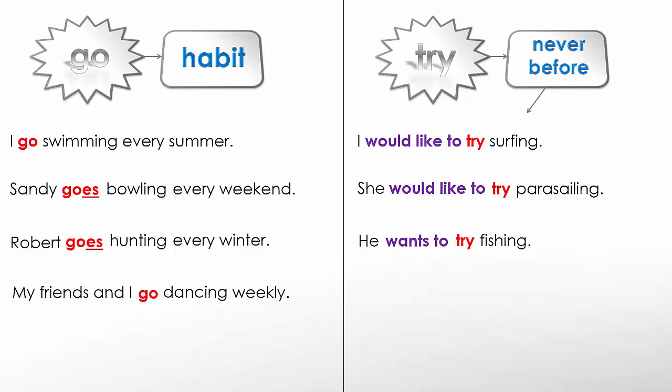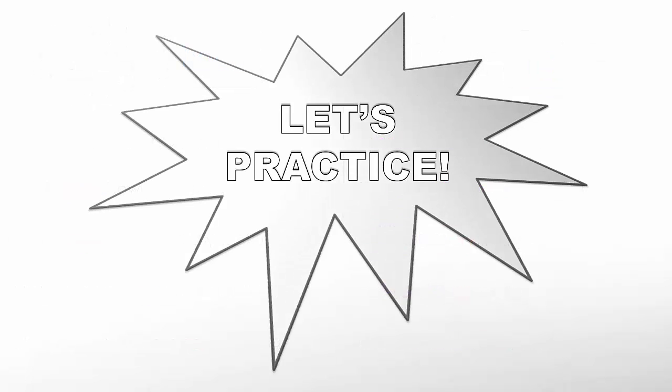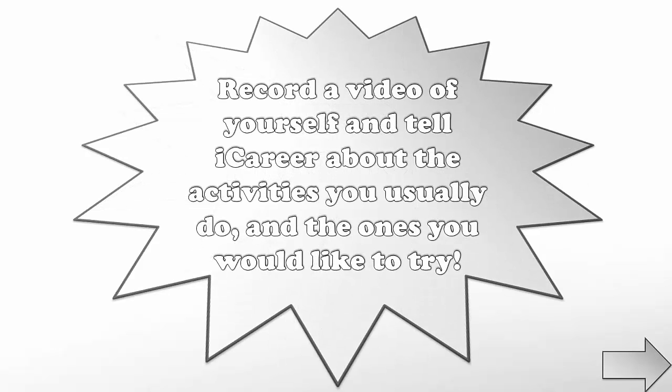My friends and I go dancing weekly. Weekly means every week. We want to try skiing. My friends sometimes go snorkeling. They would like to try diving. Let's practice now. Record a video of yourself and tell iCareer about the activities you usually do and the ones you would like to try.